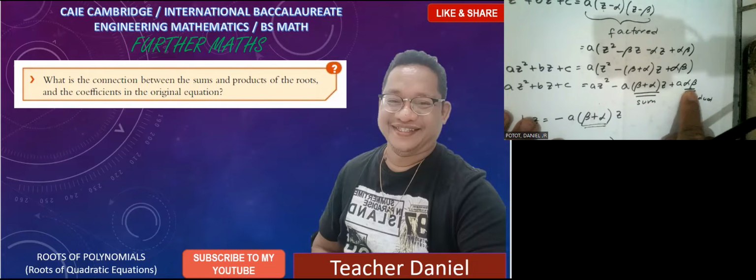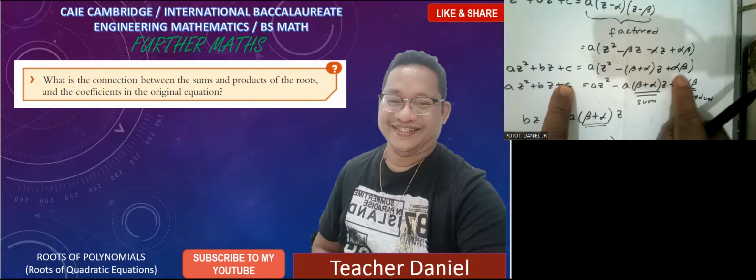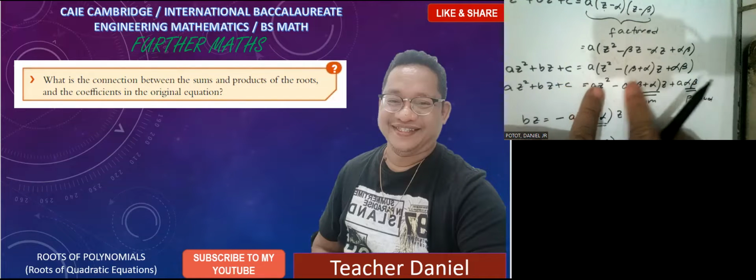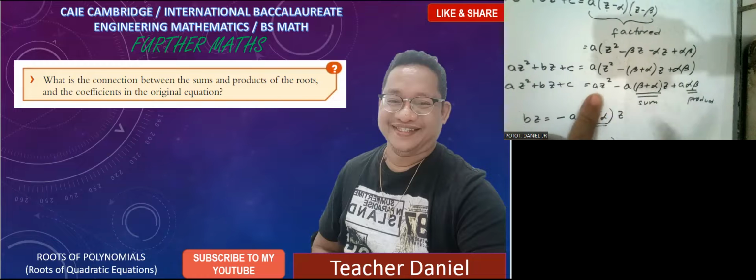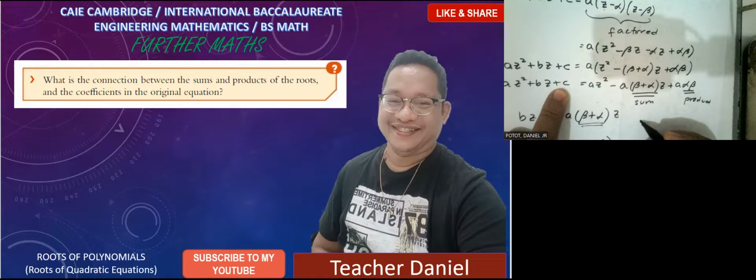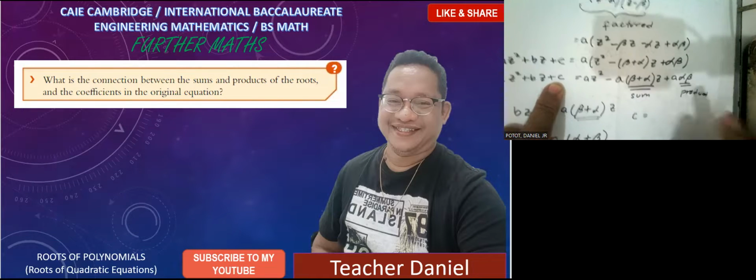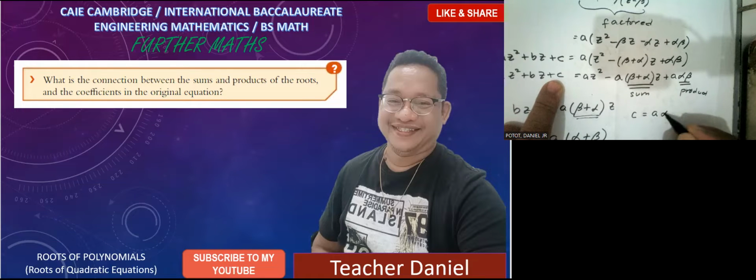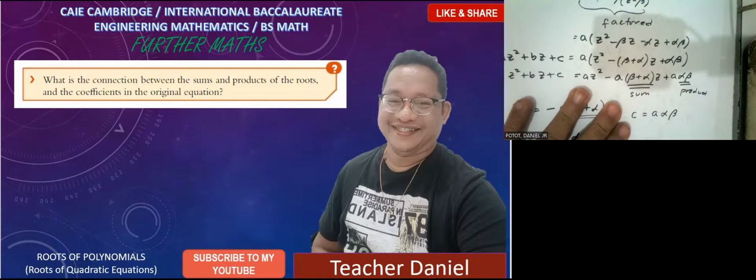This alpha beta is actually the constant. Please take a look: the constant part of the left-hand side and the constant part of the right-hand side, we are going to make them equal with each other. The constant part on the left-hand side is c, and the constant part on the right is a alpha beta. But again, what we are looking for is only alpha beta, so we need to divide both sides by a so we can cancel that. Therefore, c over a is equal to alpha beta.